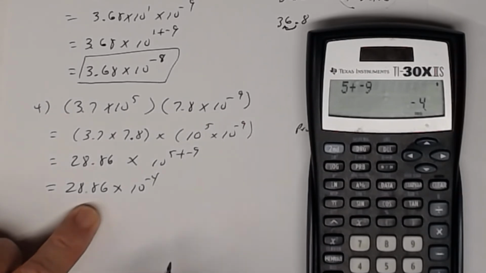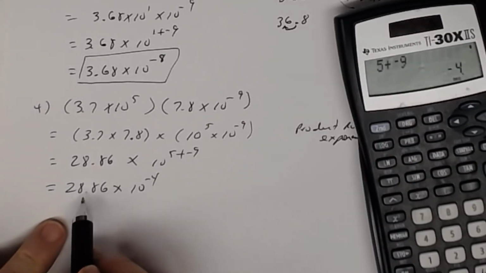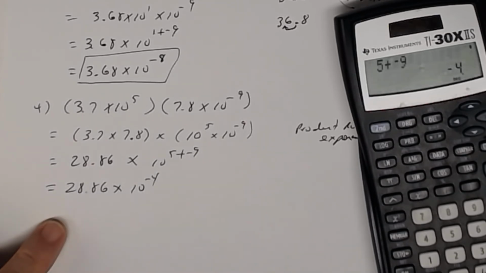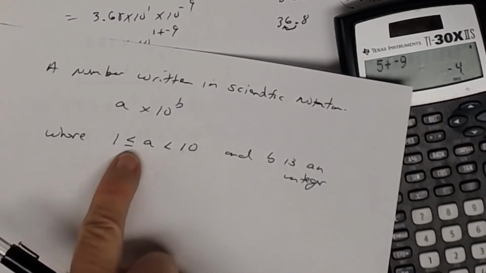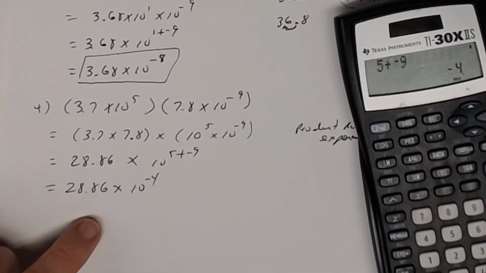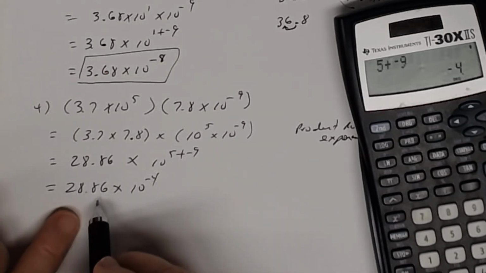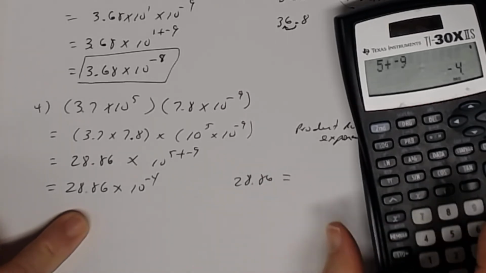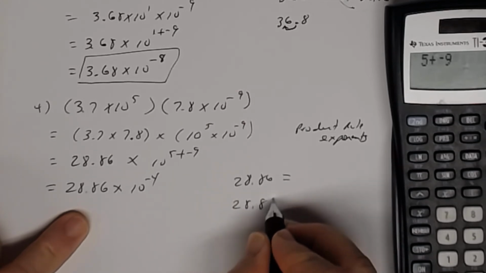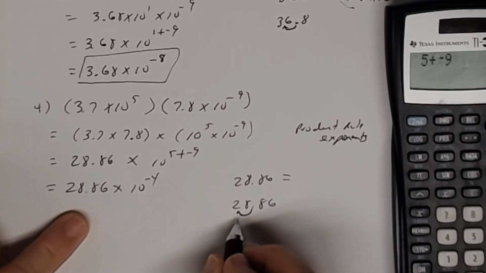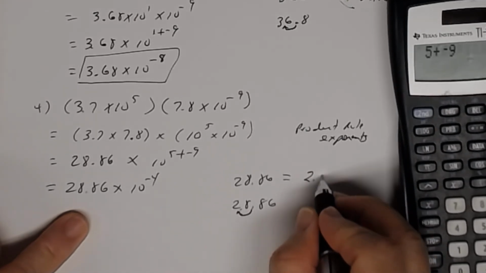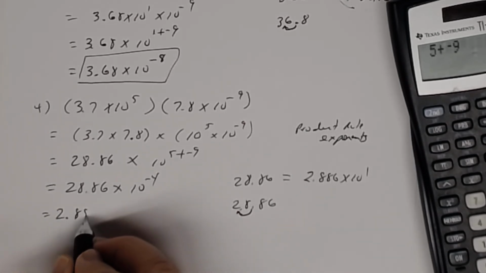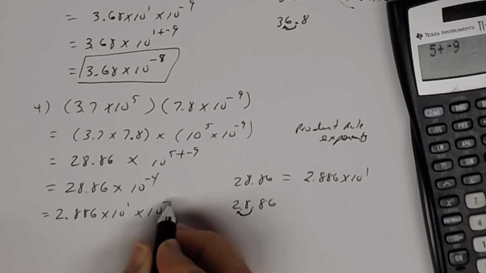Well, remember, this is not scientific notation because this coefficient has 2 digits in front of the decimal point. That number is greater than 10. Remember that coefficient has to be between 1 and 10, so it cannot be greater than or equal to 10. So I've got to rewrite 28.86 in scientific notation. I move the decimal point 1 place to the left to get 1 digit here. So it becomes 2.886 times 10 to the 1st power. So this becomes 2.886 times 10 to the 1st times 10 to the negative 4th.